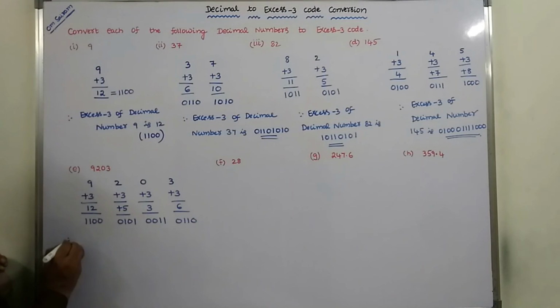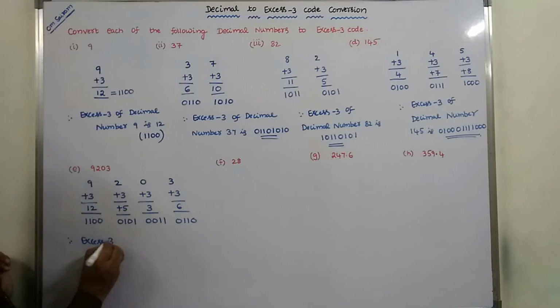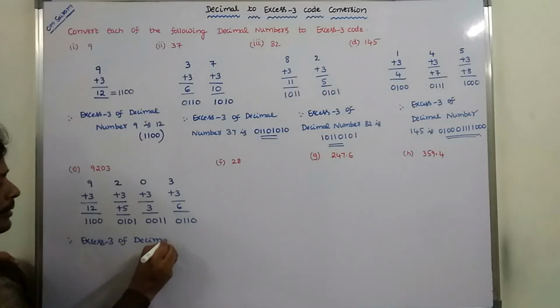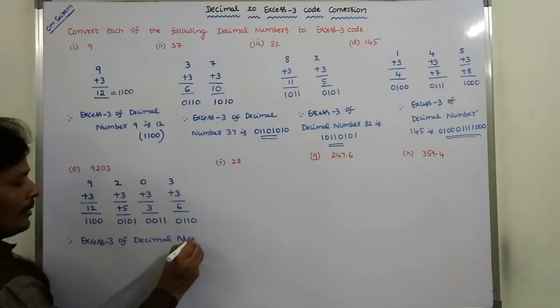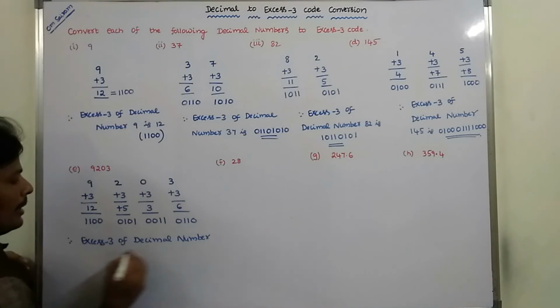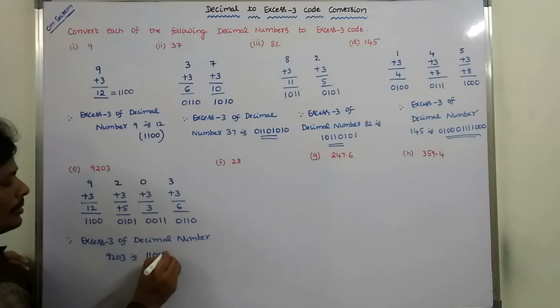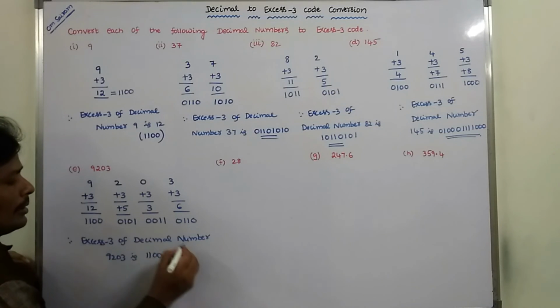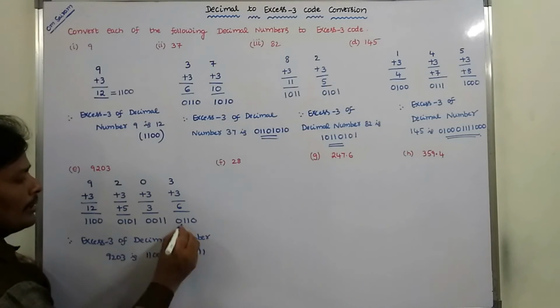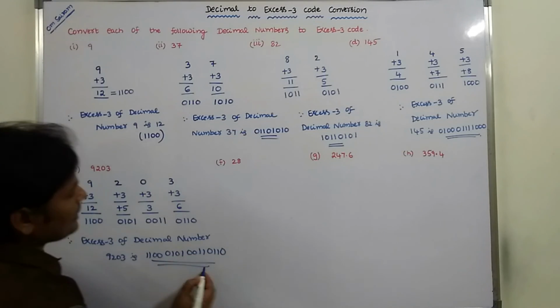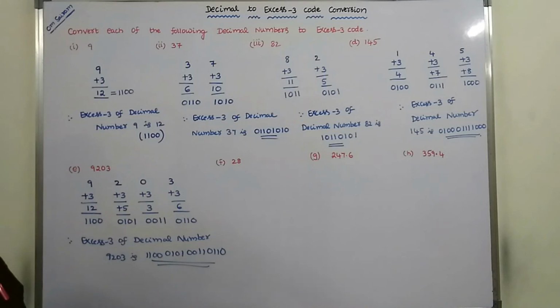So therefore, excess-3 of decimal number 9203 is 1100 0101 0011 0110. So this is the excess-3 of 9203.